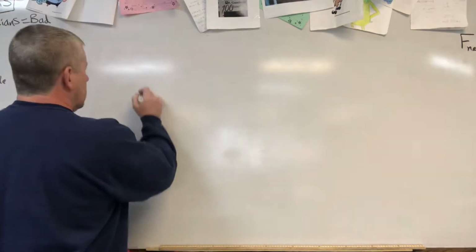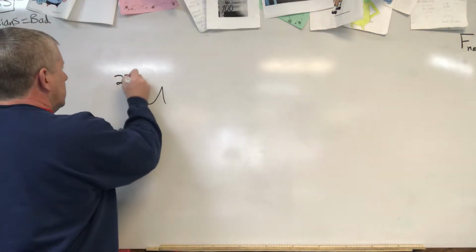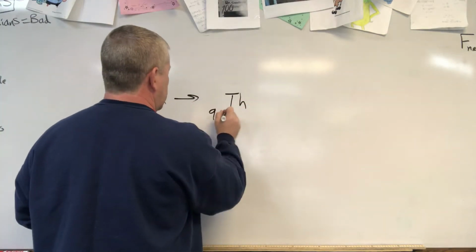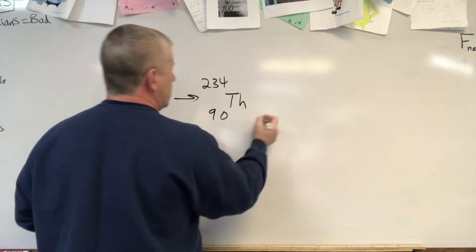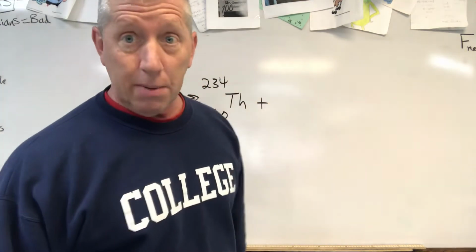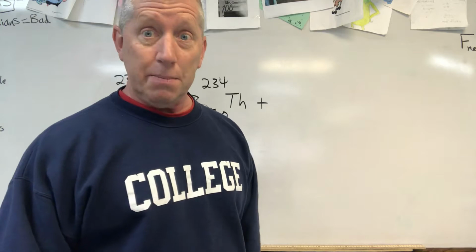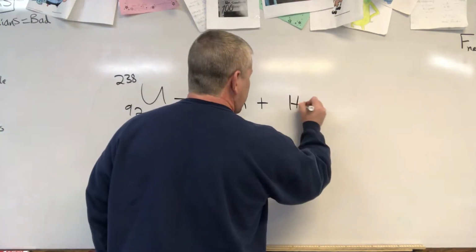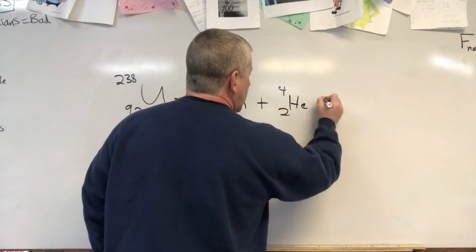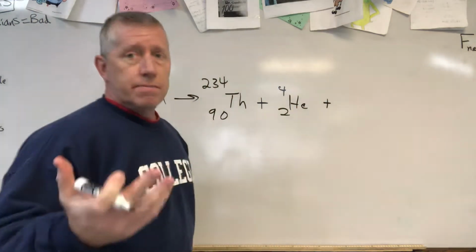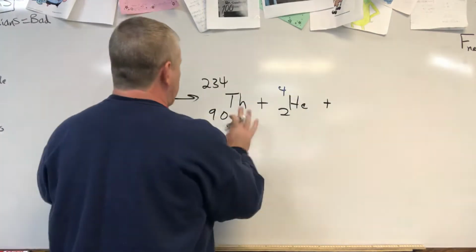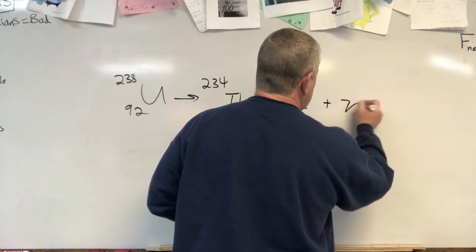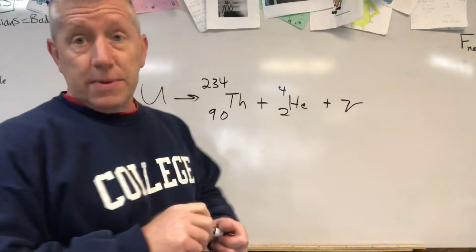And so here was our U-238, and it ended up being thorium-234, and we have the helium. Sometimes you'll see this, not always, because it doesn't complete the mass on the left and the mass on the right. It's not part of it, but sometimes you'll see that symbol there, which is the symbol for gamma, the Greek letter for gamma.